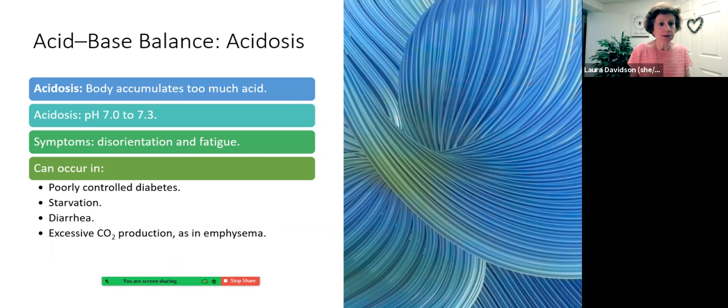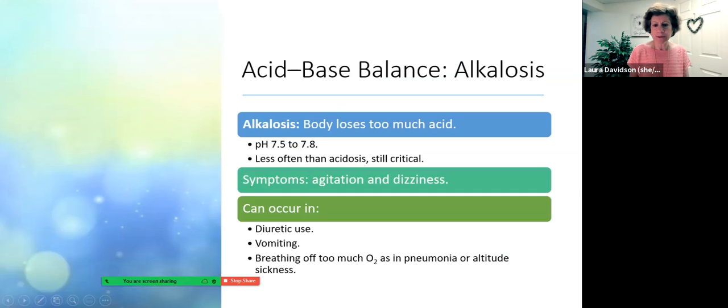And in acidosis, we see that the body accumulates too much acid. The client can become disoriented and fatigued. And this is something that you will see in poorly controlled diabetes, starvation, diarrhea, and even in some lung disorders as well. In alkalosis, we see the body loses too much acid. The client becomes agitated and dizzy, and this can occur with vomiting, in altitude sickness, and diuretic use as well.